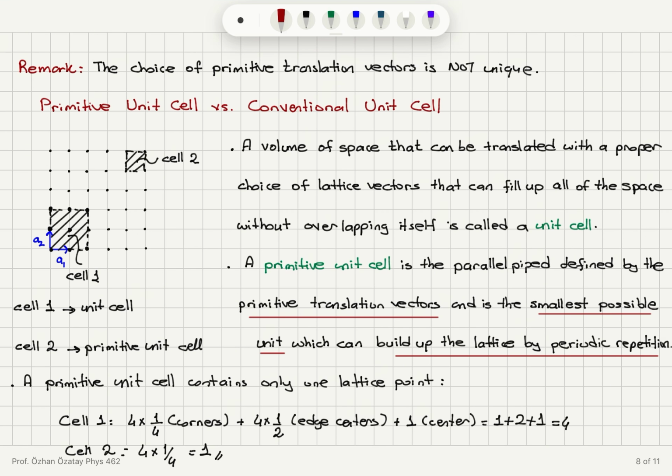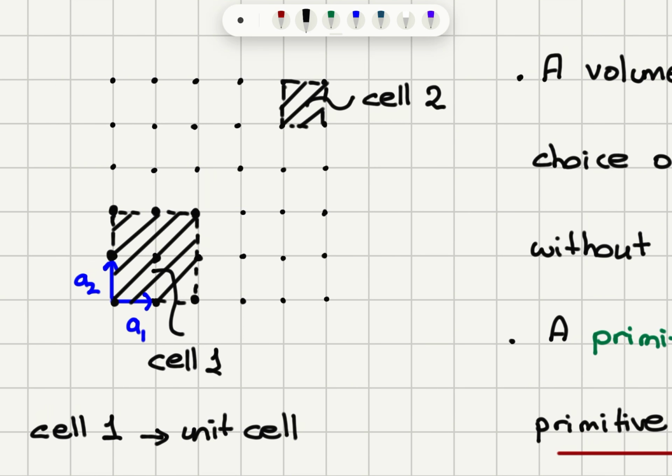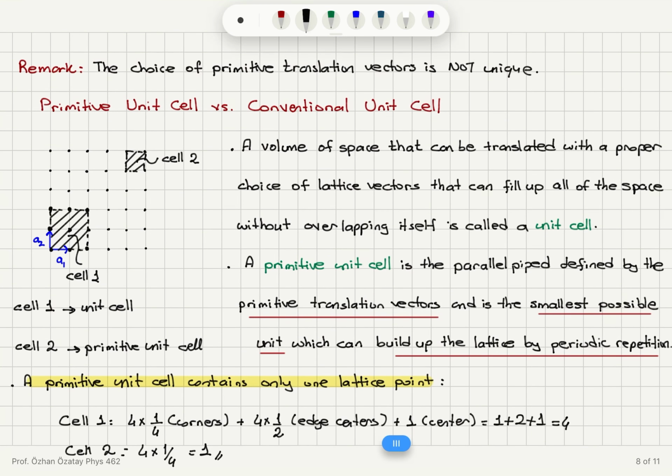So a primitive unit cell contains only one lattice point. This is very important. If I look at cell 1 and cell 2, which are both unit cells, I can see that I have 4 atoms at the corners. So 1/4 of each one is within the cell. So 1/4 times 4 from the corners.